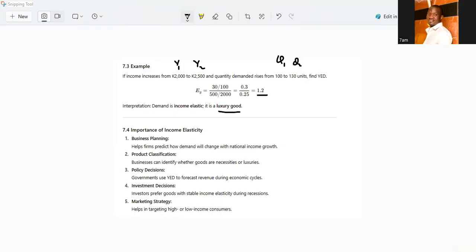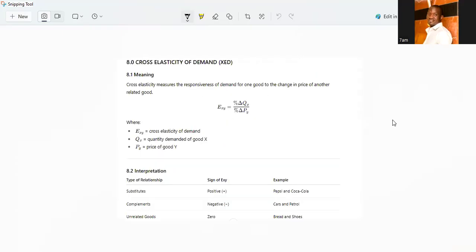We also have what we call cross-price elasticity of demand. Cross-price elasticity of demand is another important type of elasticity, which helps us understand how the responsiveness of demand for one good changes with the price of another. It's percentage change in good X over percentage change in price of good Y, usually denoted XY. If we get a positive cross-price elasticity, these are substitutes, like Pepsi and Cola. If you get a negative, these are complements, like car and petrol. If it is 0, these are unrelated goods, like shoes and bread.